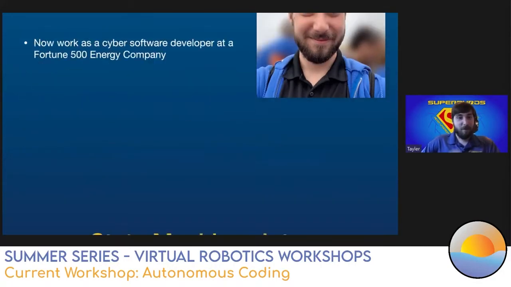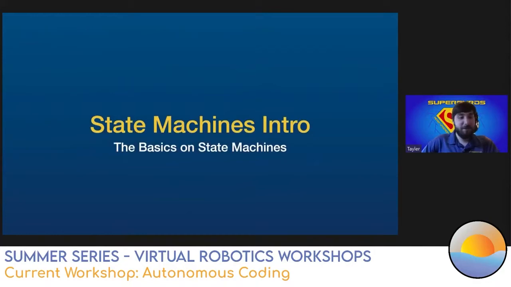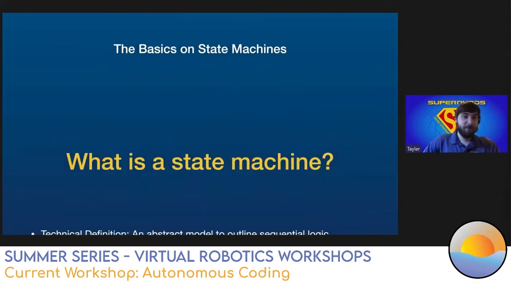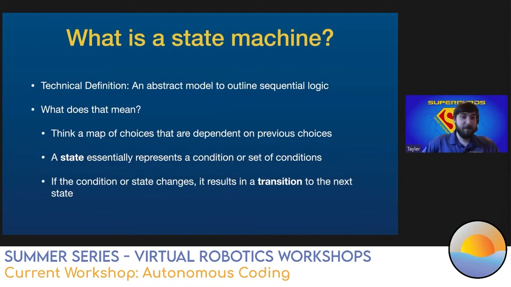So what is a state machine? We're going to go over the basics of what state machines are, in case you haven't heard of them before. The technical definition is that it's an abstract model to outline sequential logic. So what does that really mean? You can think of it as a map of choices that are dependent on previous choices. A state essentially represents a condition or a set of conditions. If a condition or state changes, it results in a transition to the next state.